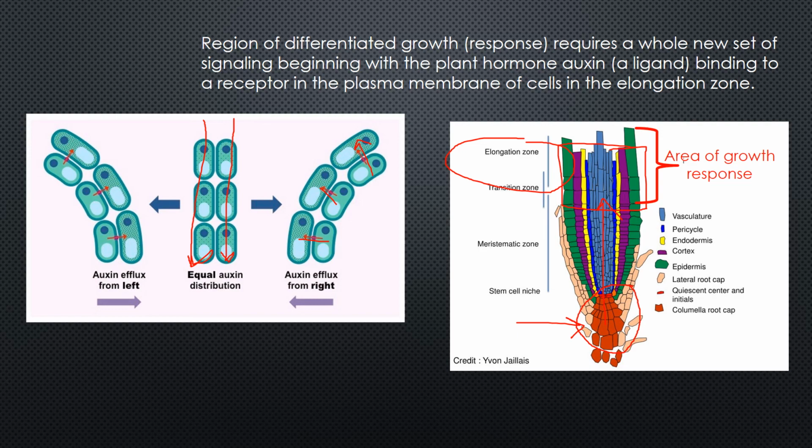So what that means is now we are starting a whole new series of signaling at different cells. Now when we look at this area of growth, these cells in the elongation zone, that plant hormone auxin is going to work as a ligand, and it's going to bind to a receptor in the plasma membrane of the cells within the elongation zone and start a whole new cascade of signal transduction there.